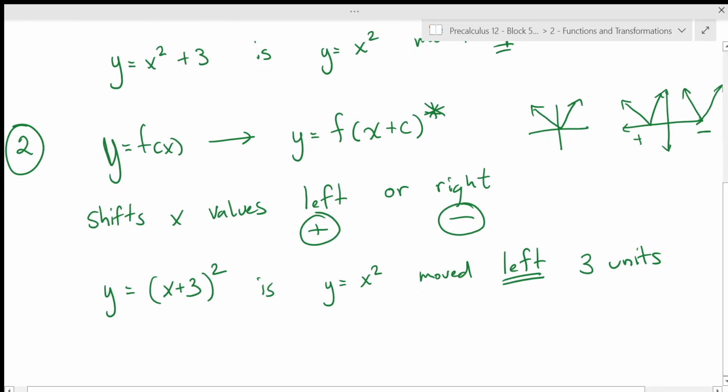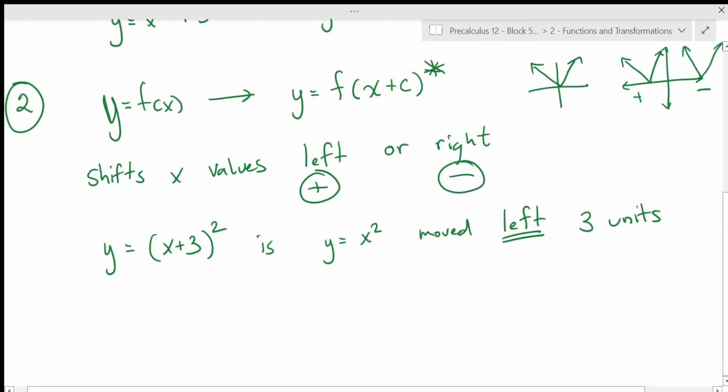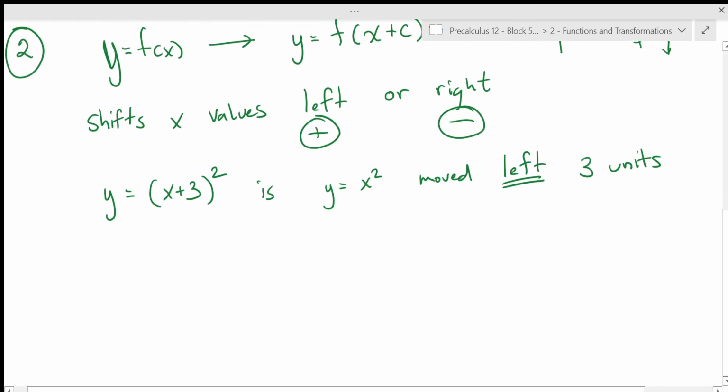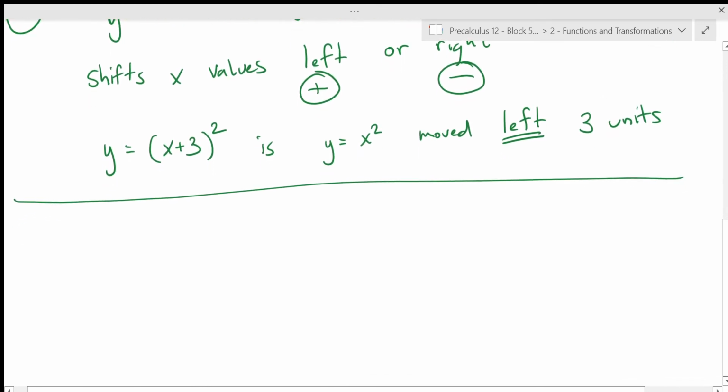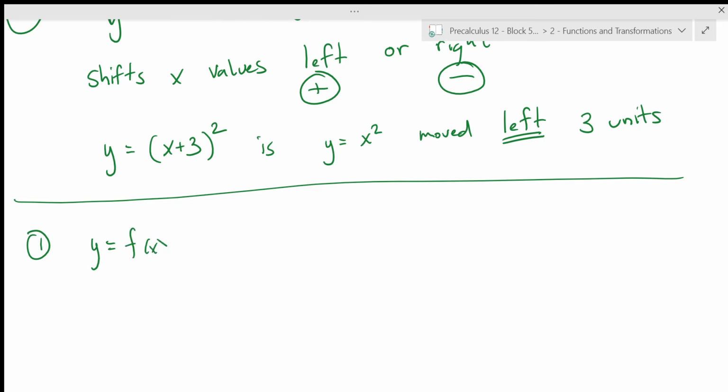So those are our two translations that we've looked at. Next, we have our two different reflections. So we have our first reflection. We're going to do the y first generally because, again, they tend to be more intuitive. So we have y equals f of x, and we change it to y equals negative f of x. So we stick a negative in front of the whole function. That is going to reflect or flip us over the x-axis.